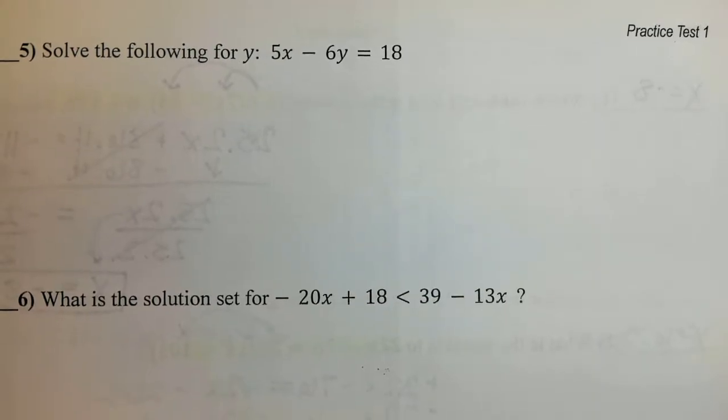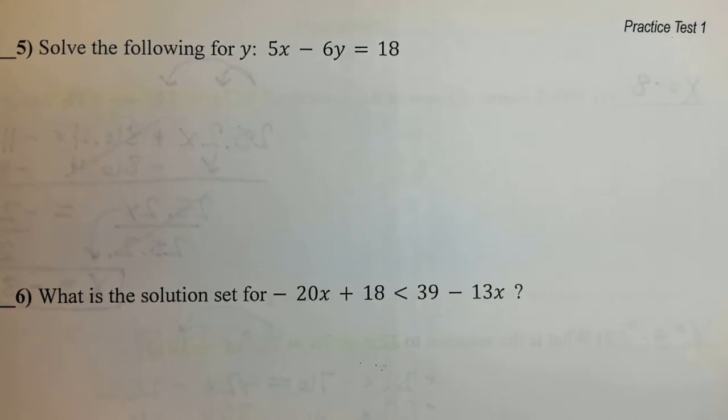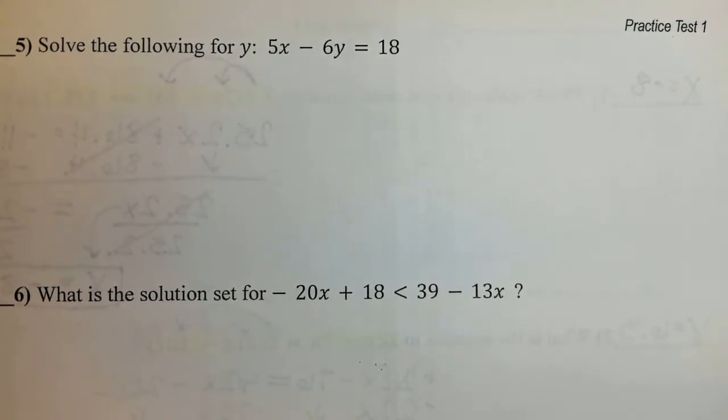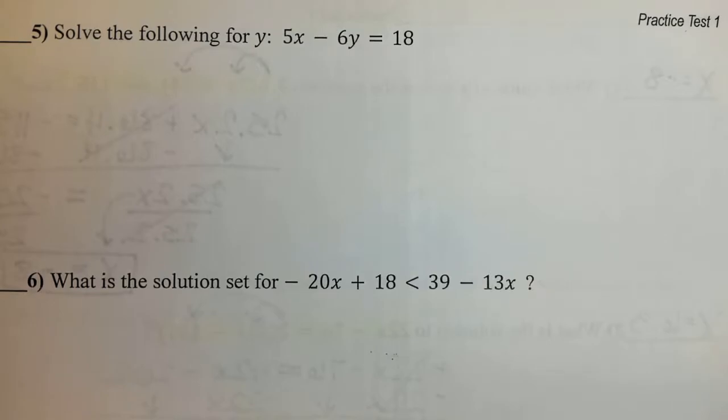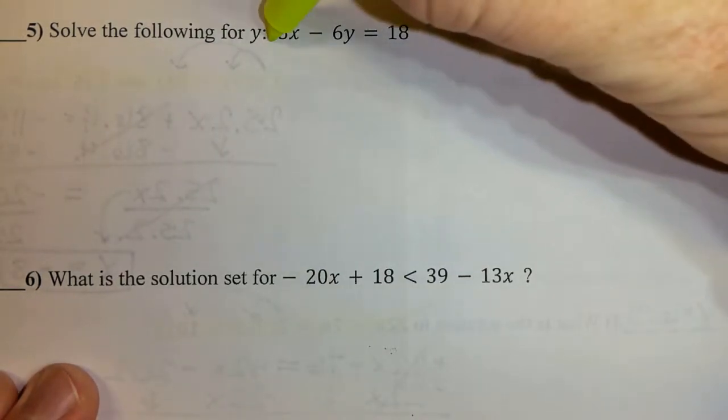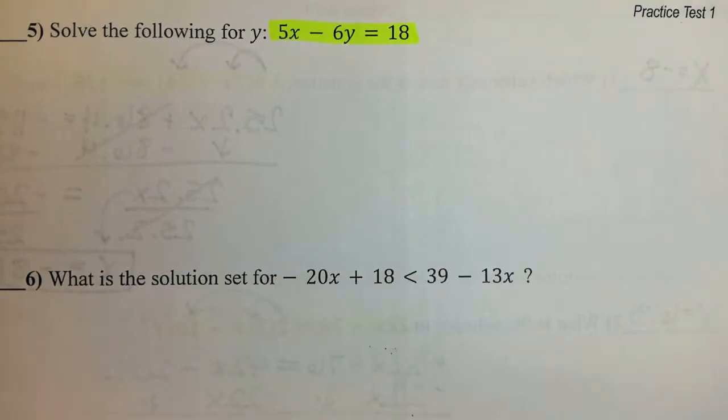Okay, you're back, or you're just starting because you did the first page on your own. Either way, this is the Unit 1 practice test, and this is the second page, 5 through 8. So number 5 says solve the following for y. Now I'm going to highlight the question. That way I know that's exactly what I'm looking at.